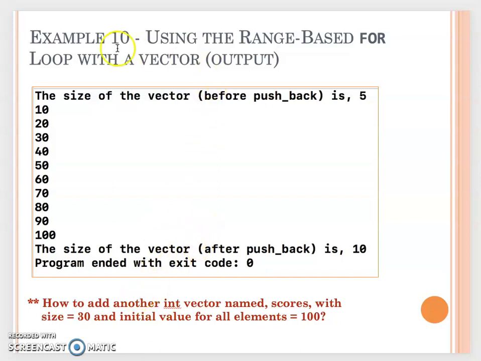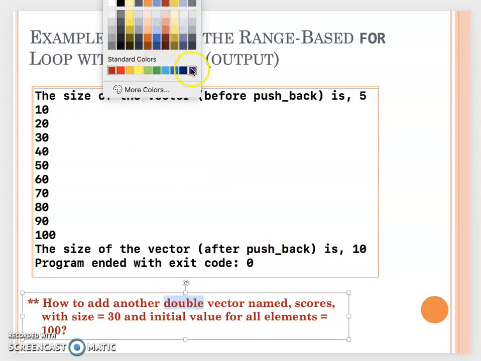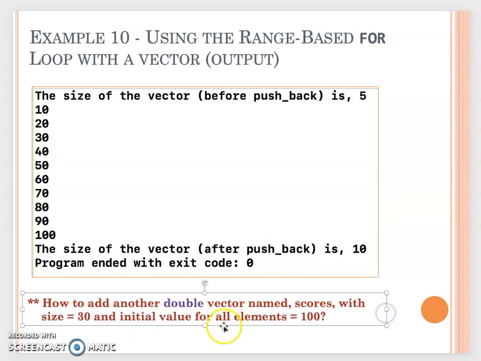Continue with example 10. Can you add another one? How about we use double? So that's using a double vector. I want you to create a vector whose data type is double. We call it scores. Then you have the size equal to 30, and each initial value for all the elements equal to 100. Can you define the scores vector?